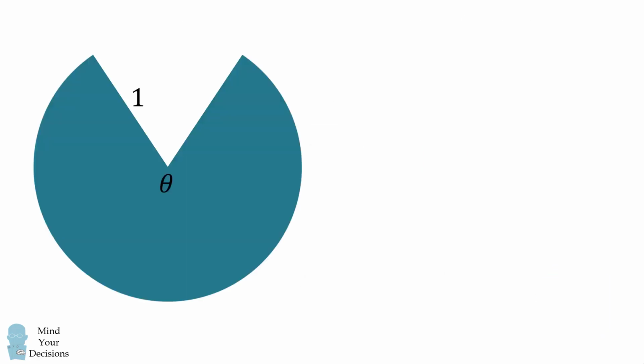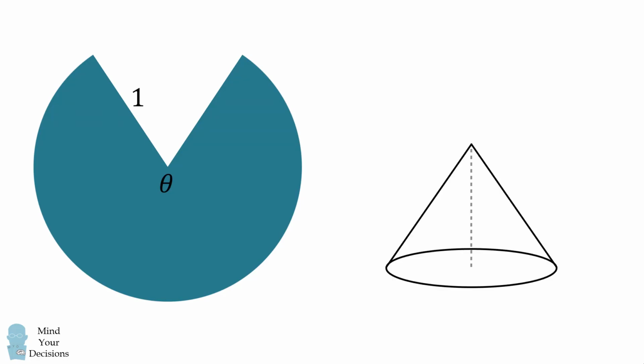The dimensions of the circular sector will determine the size of the cone. The radius of the circular sector will be equal to the slant height of the cone. Since the radius is equal to 1, the slant height is equal to 1. We then have the arc length of the circular sector will be equal to the circumference of the base of the cone. The size of the arc length is equal to its radius multiplied by the central angle. In this case, we have 1 multiplied by theta, which will be equal to theta. Therefore, the circumference of the base of the cone will also be equal to theta.